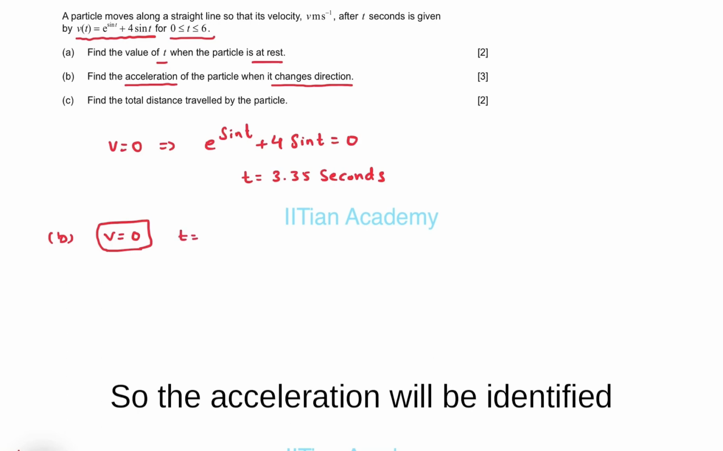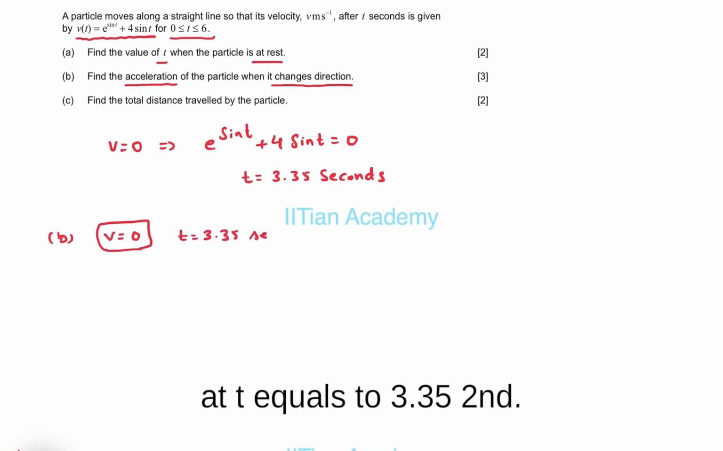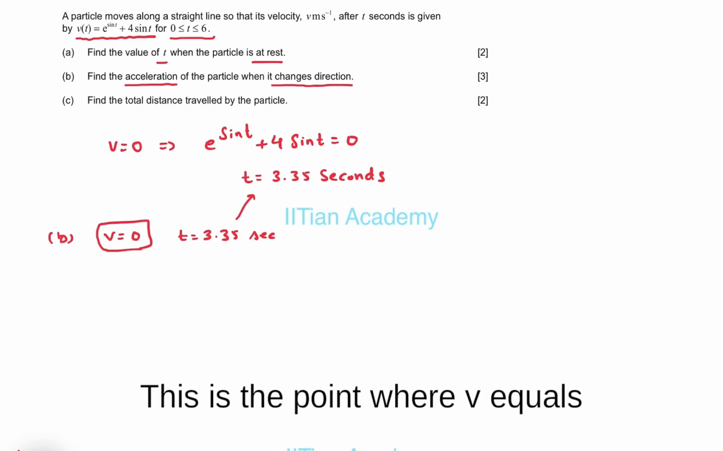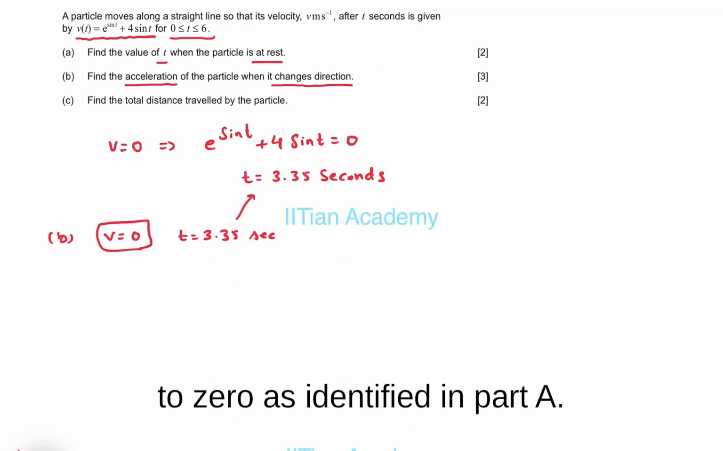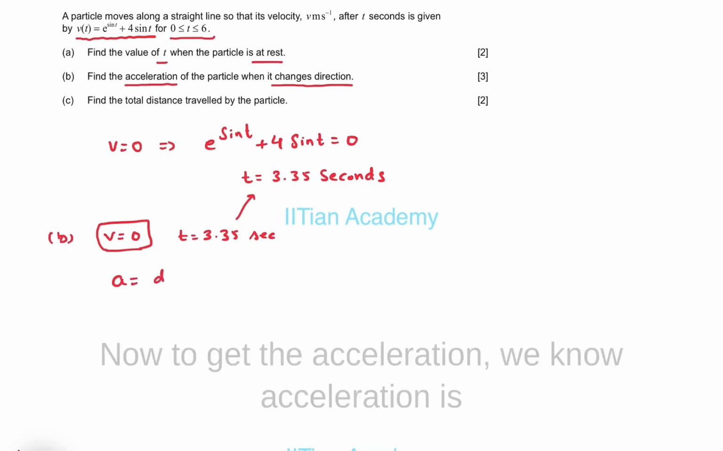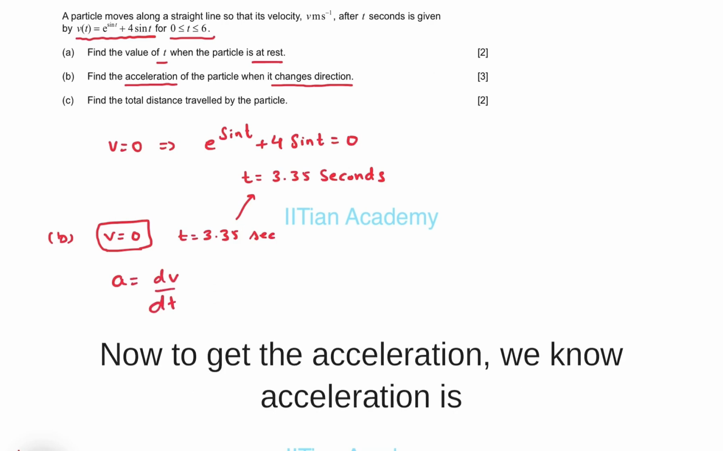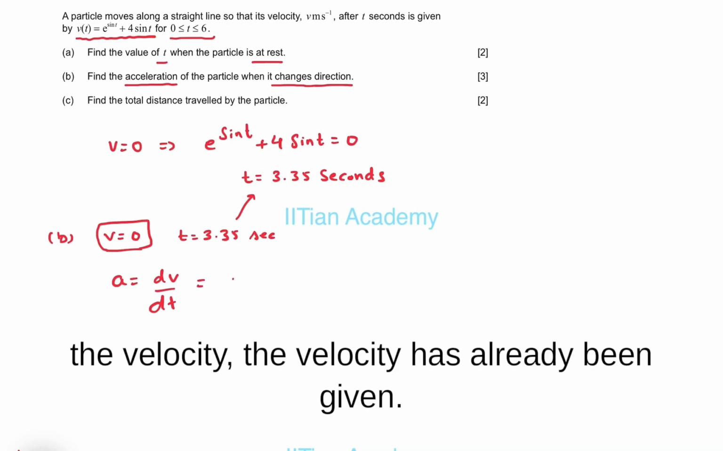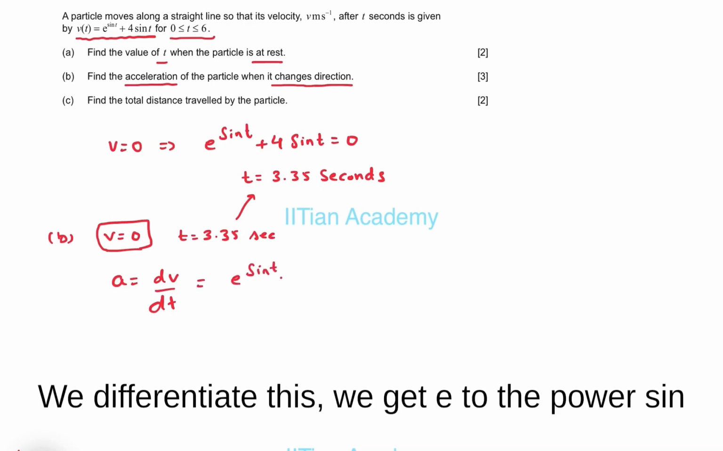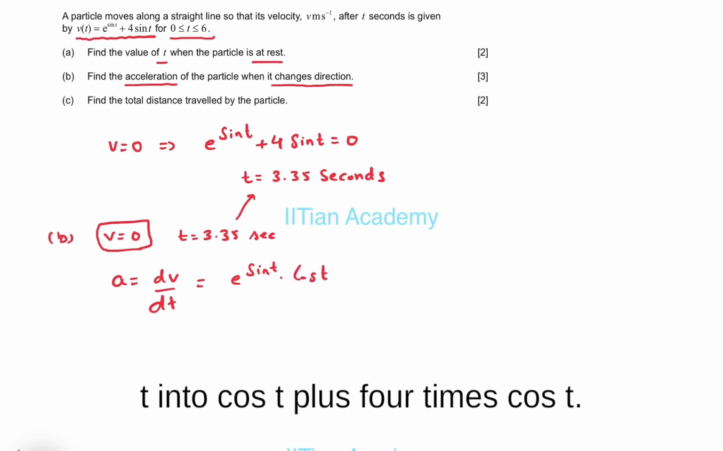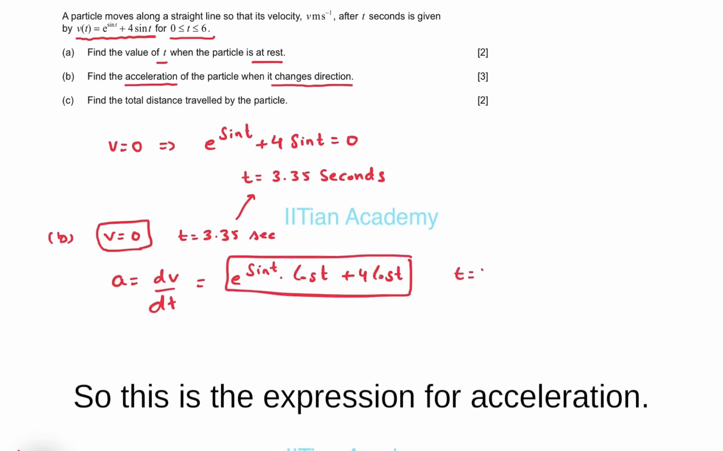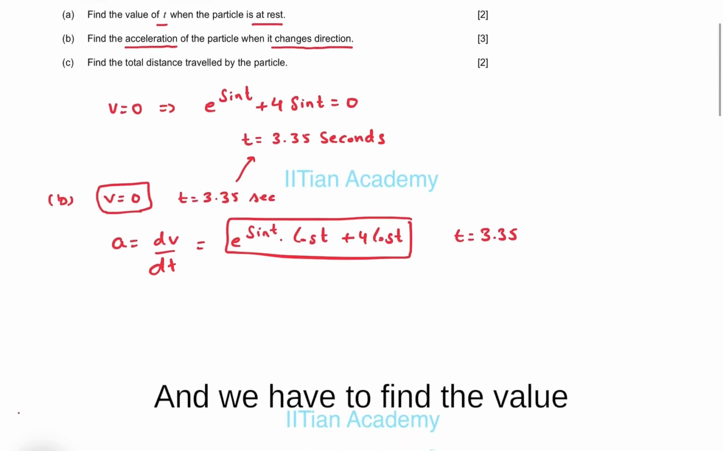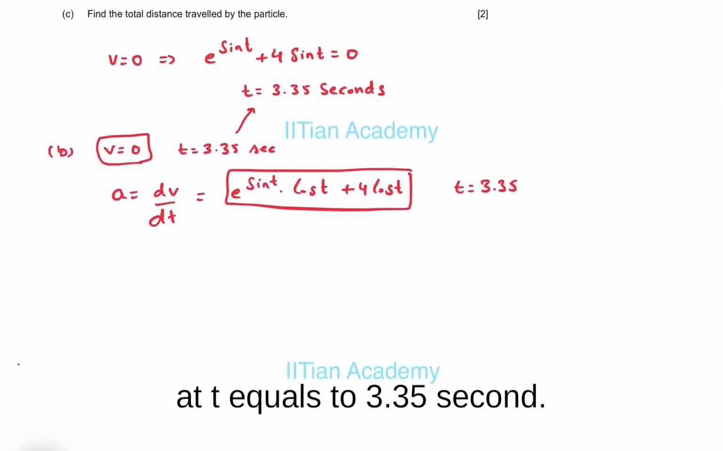So the acceleration will be identified at t equals 3.35 seconds. This is the point where v is equal to 0 as identified in part A. Now to get the acceleration, we know acceleration is nothing but dv/dt, the first derivative of the velocity. The velocity has already been given, so we differentiate this, we get e^(sin t) times cos t plus 4 times cos t. So this is the expression for acceleration, and we have to find the value at t equals 3.35 seconds.